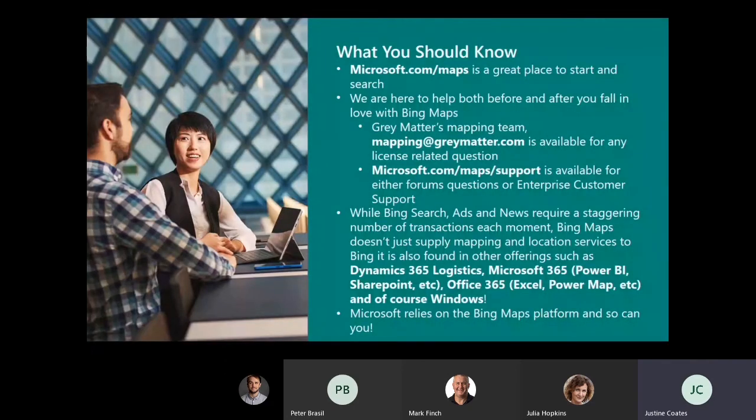So, what should you know to get started? Microsoft.com/maps is the place to go. It has all of the information you need. But even more than that, if you run into any trouble, you can get in touch with Gray Matter or our support team to help you with any issues you have with adoption of our platform. We're here to help.